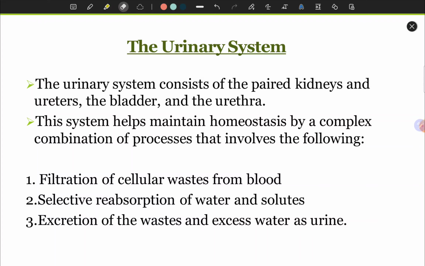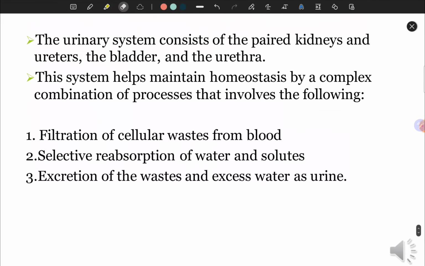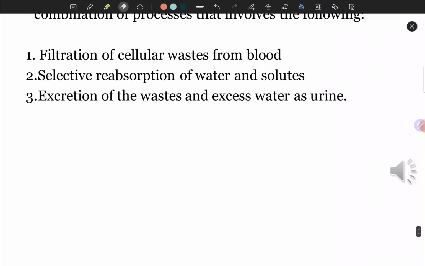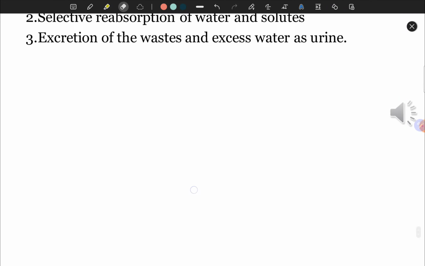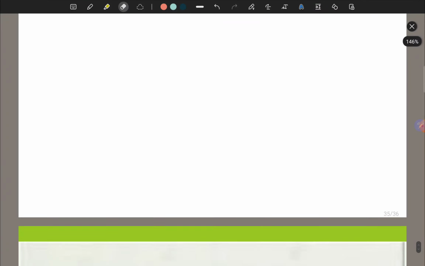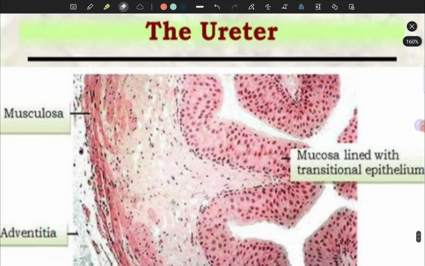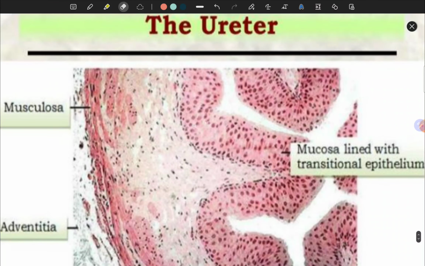This system helps to maintain homeostasis. As you know, it has the function of filtration of cellular wastes from the blood, selective reabsorption of water and solutes, and excretion of waste and excess water as urine. We will take this tube and cut it again as we did in the respiratory and digestive tracts and start to count the layers. We have the lumen of the muscular tube, for example the ureter. The first layer will be the epithelium, which is the transitional type of epithelium.